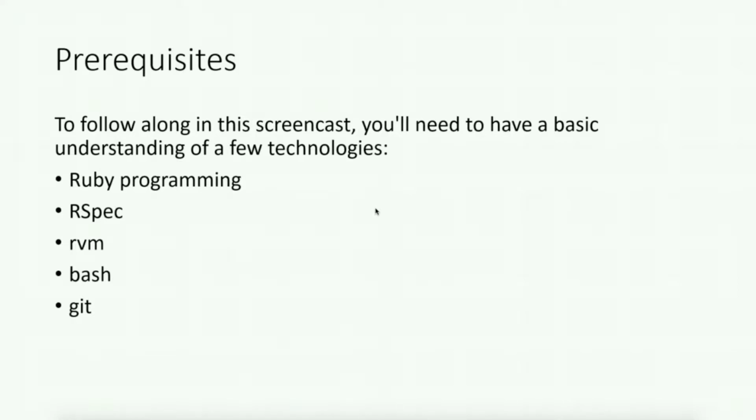Also going to presume that you have at least a basic understanding of r-spec and RVM. These are Ruby technologies that allow you to respectively do automated testing and to manage installation of Ruby versions. And then last and least, Bash and Git. We won't focus too much on these tools, but as far as following along, it'll be helpful if you at least have a rudimentary understanding of how these tools work.